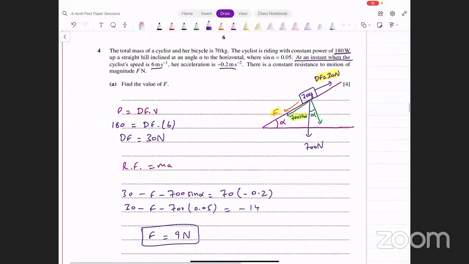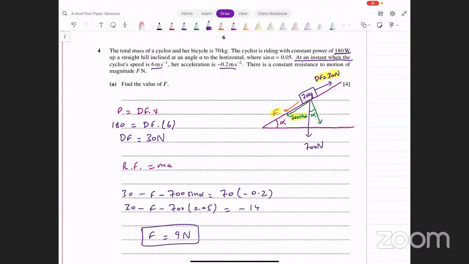बैकवर्ड फोर्सेस कौन सी है? We got f. उसने कहा हुआ था there is a constant resistance to motion. Constant resistance to motion, तो resistance आपकी change नहीं हो रही है throughout. जो आपने first part में resistance find किया उस point के ऊपर, जिस point के ऊपर speed उसकी 6 थी, resistance वही रहेगी. Resistance किसी point पे change नहीं हो रही है.